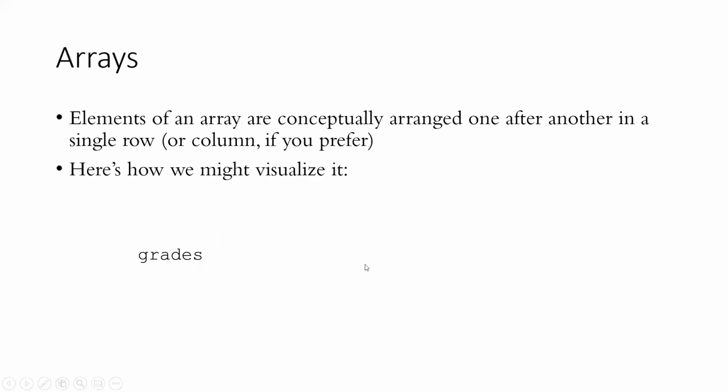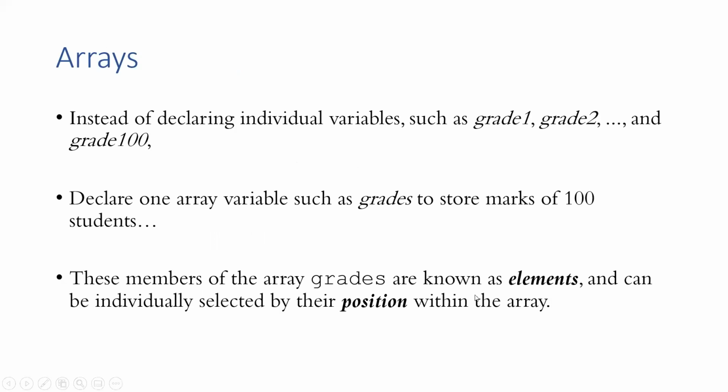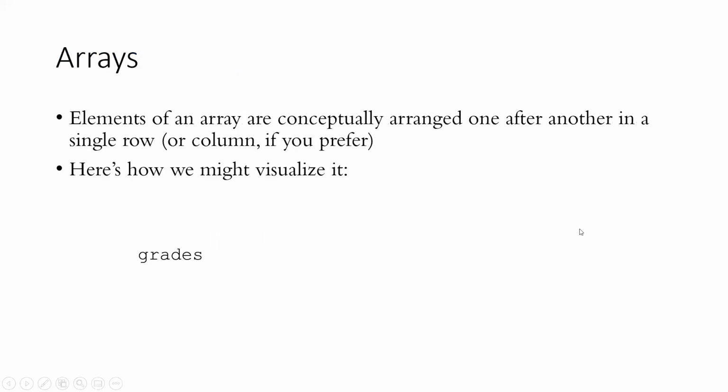The elements of an array, or what we have mentioned before as the members of your array, are conceptually arranged one after another in a single row or column if you prefer. Here's how we visualize it. Suppose we have an array called grades, and you have the elements arranged one after another. This is your element one or grade one, and then grade two, third, fourth, fifth. So you have five members of the grades array.